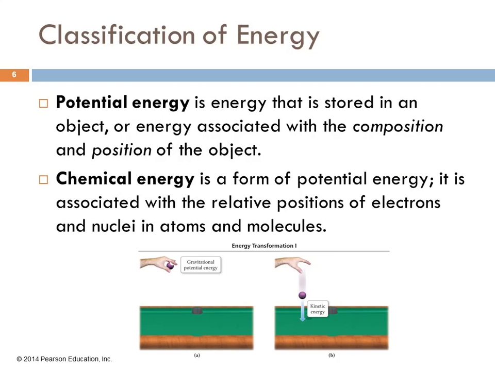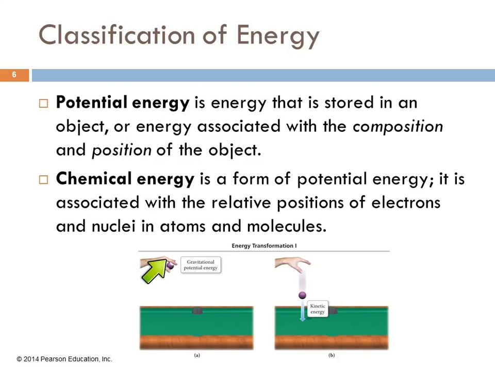Okay, so potential energy is energy that's stored. This can be due to composition or position. This dry erase marker up here has potential energy because if I let go of it, it falls. The potential energy gets transferred into the kinetic energy. It hits the table, the kinetic energy gets transferred into thermal energy. That's energy of position, like in this illustration, dropping the ball.